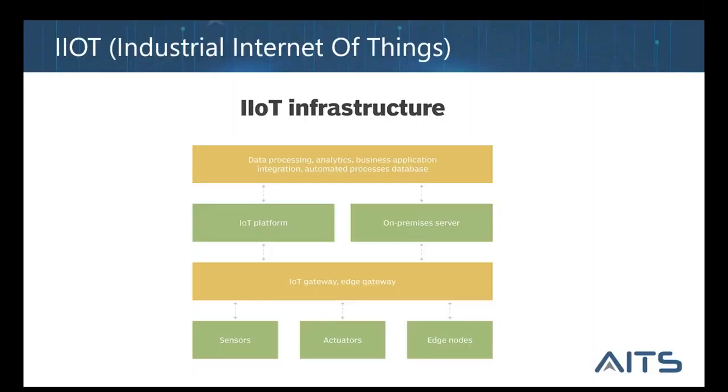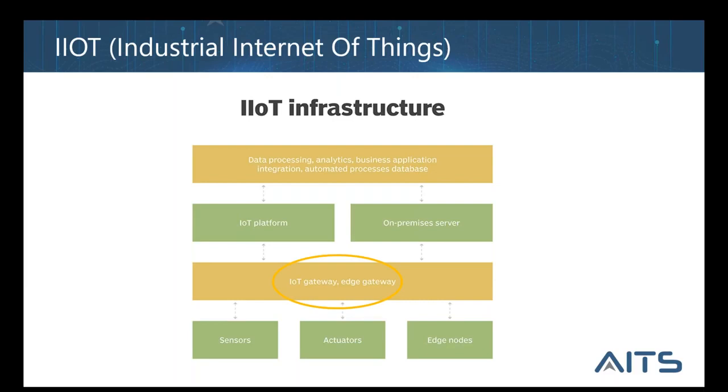So how is the infrastructure of IIoT? It's as simple as this. You have sensors, as I said, actuators, equipment, and edge nodes. All of them are connected through something we call an IoT gateway or edge gateway. Those IoT gateways are the gateways to our platform or on-premise server, on the cloud, etc. And behind that, there is the data process, historian, SCADA, etc., business applications that communicate with these platforms. Today's session is to focus on the IoT gateway and the edge gateway.